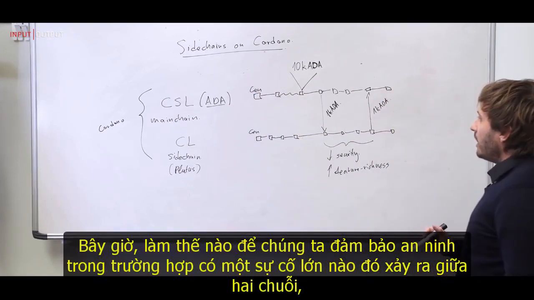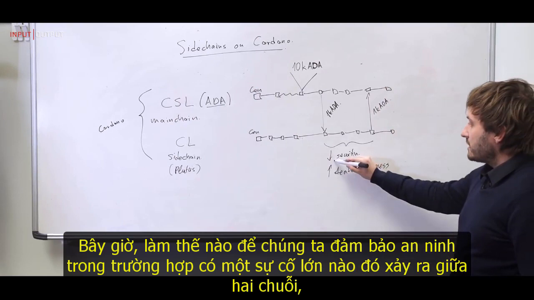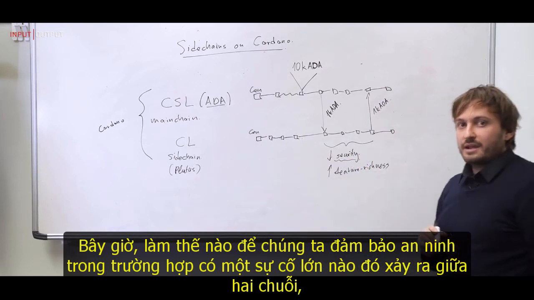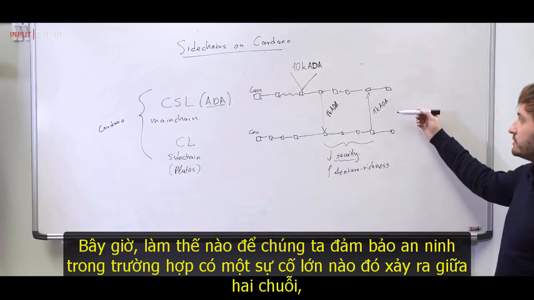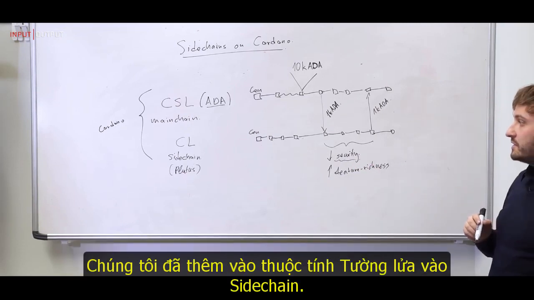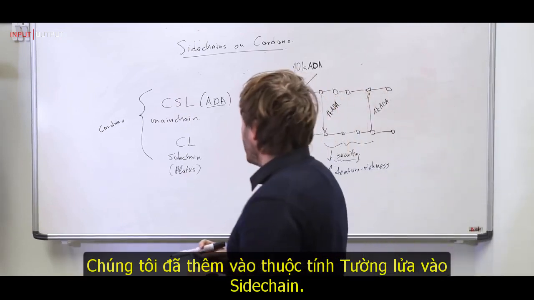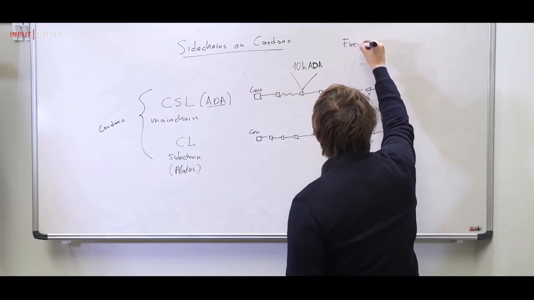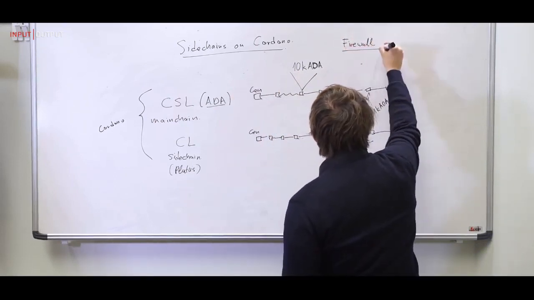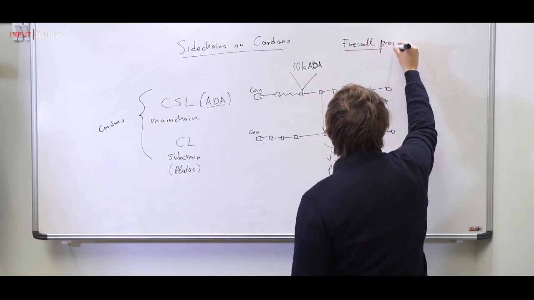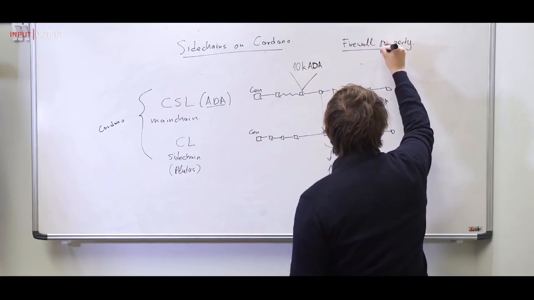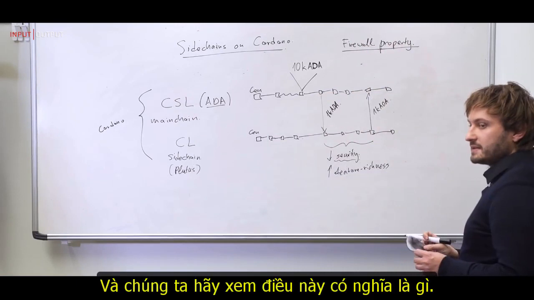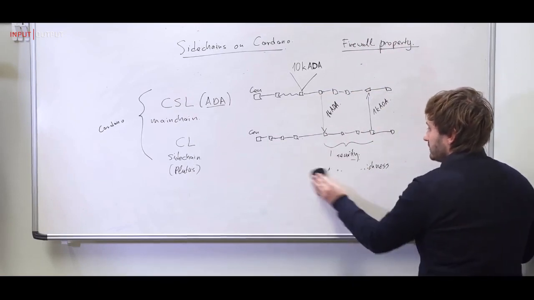Now, how do we ensure security in case there is some sort of catastrophic failure between the two chains? So this is something that we call the firewall property of sidechains. And let's see what this means.